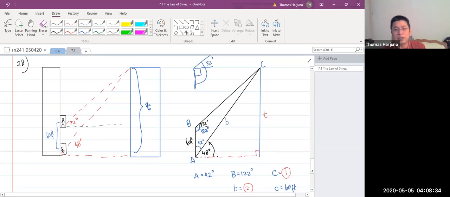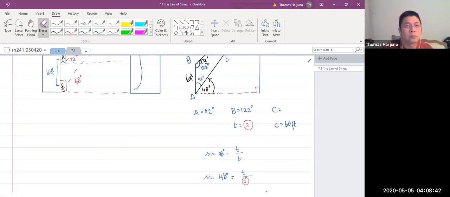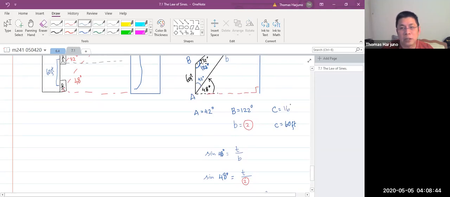Now let's see, what's our angle C? 16 degrees. But you still need to show the work. A plus B plus C equals 180 degrees, and so on, and you get 16 degrees.